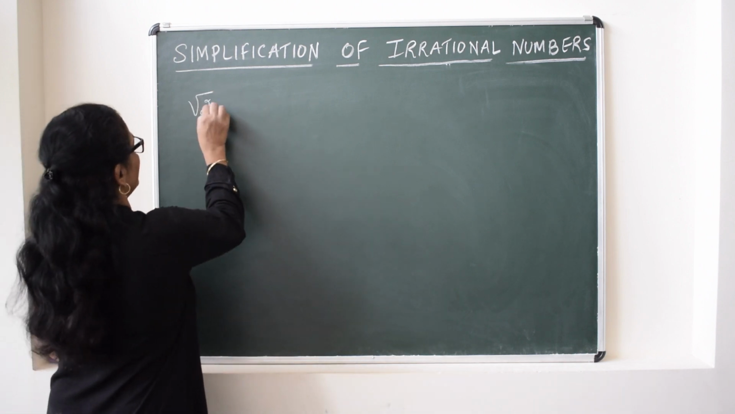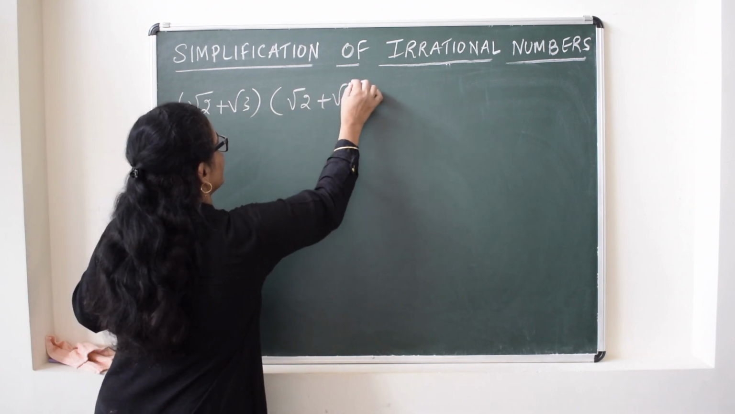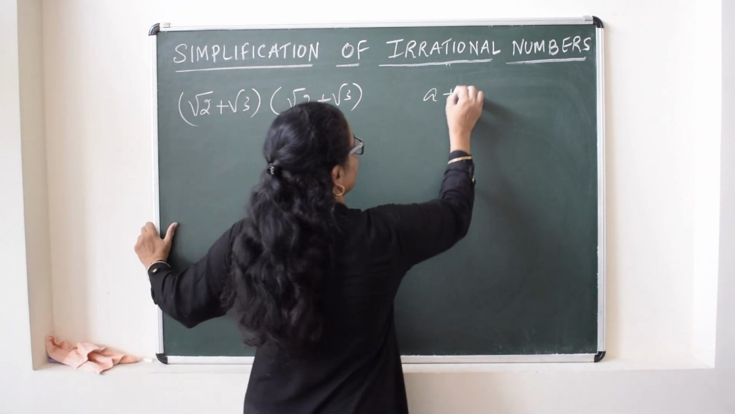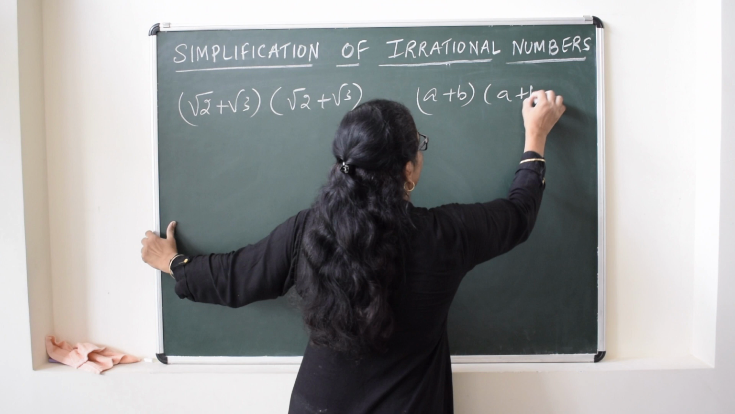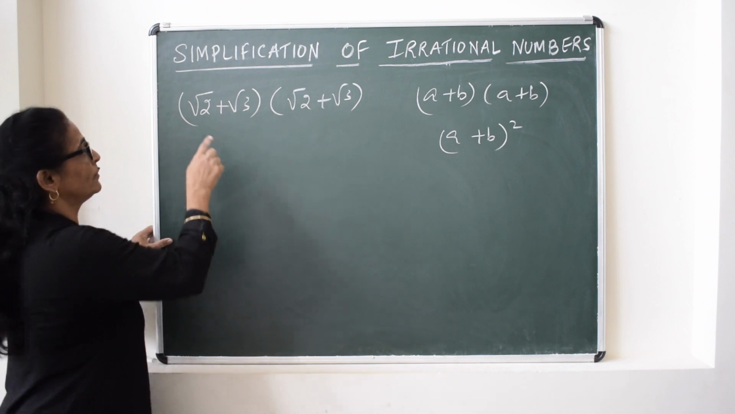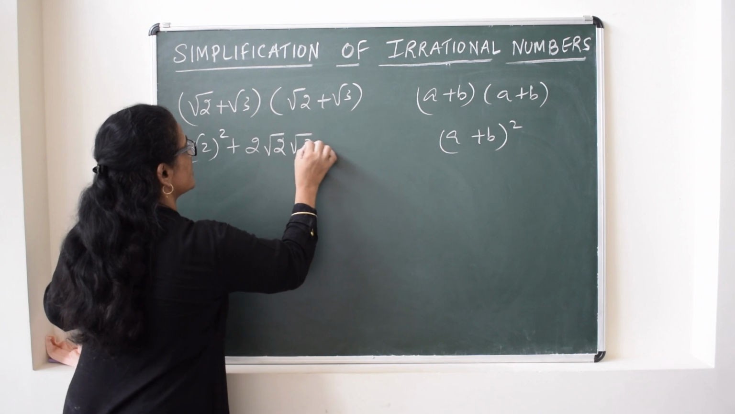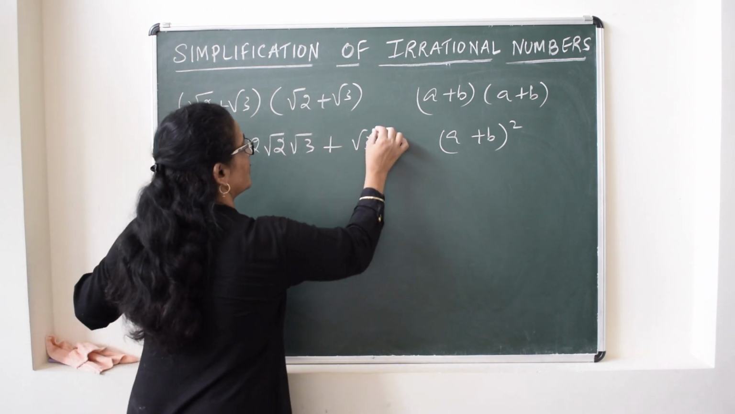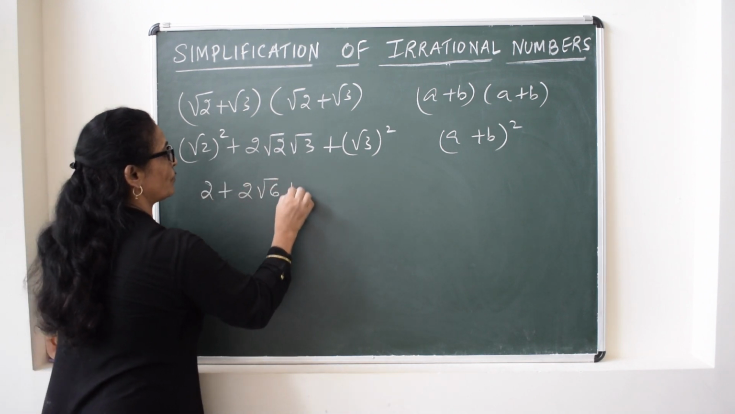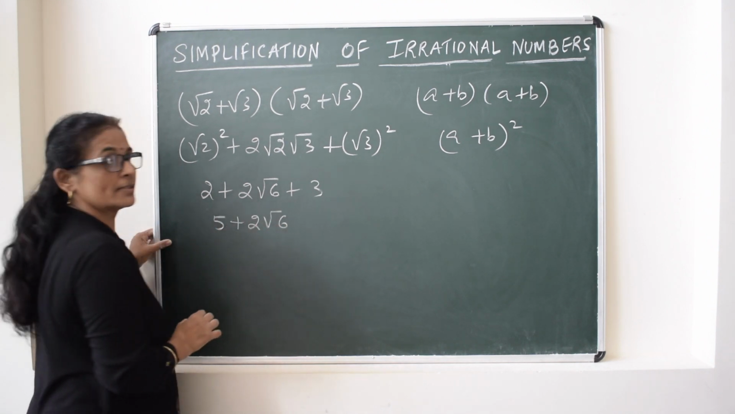The questions of type this a plus b into a plus b. This is something like a plus b the whole square. So we will just write the expansion in that form. So first quantity x square plus twice ab plus second quantity square. So this will be 2 plus 2 root 6 plus 3. 2 plus 3 is 5. So 5 plus 2 root 6.